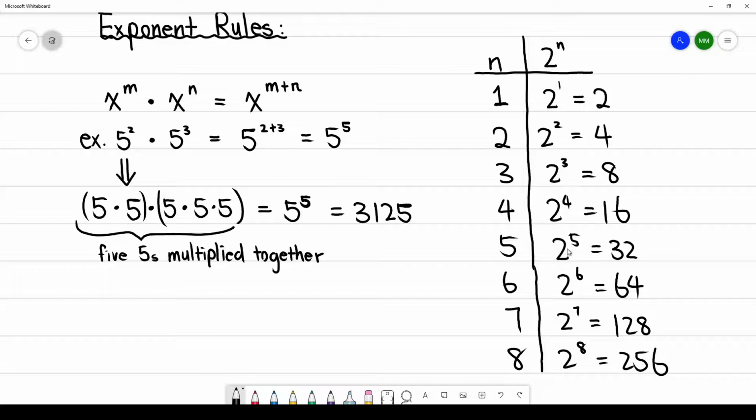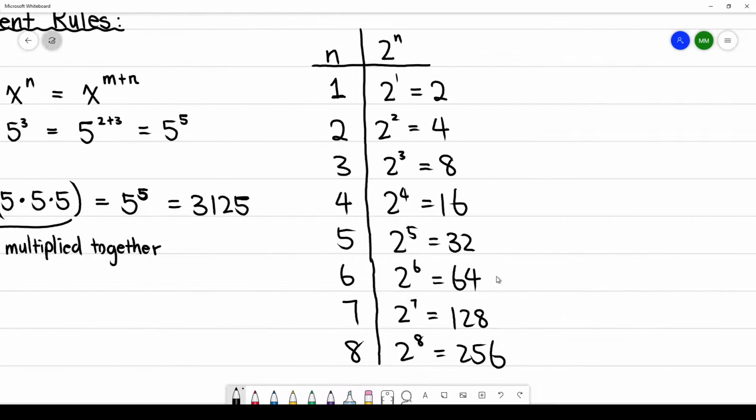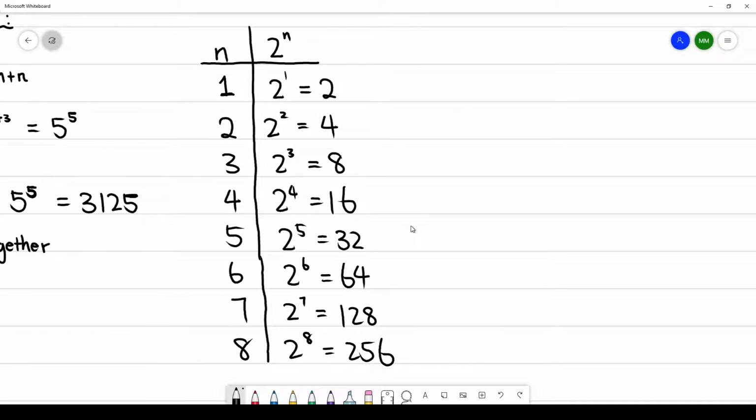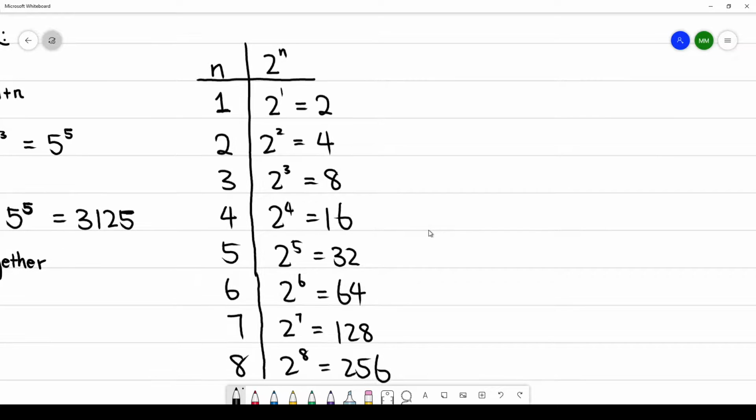So 2 to the 5, when you do enough questions, it should just come to you. Oh, 2 to the 5 is 32. You can check that with the calculator: 2 times 2 times 2 times 2 times 2, 5 times. That should give you 32. And same with everything else.